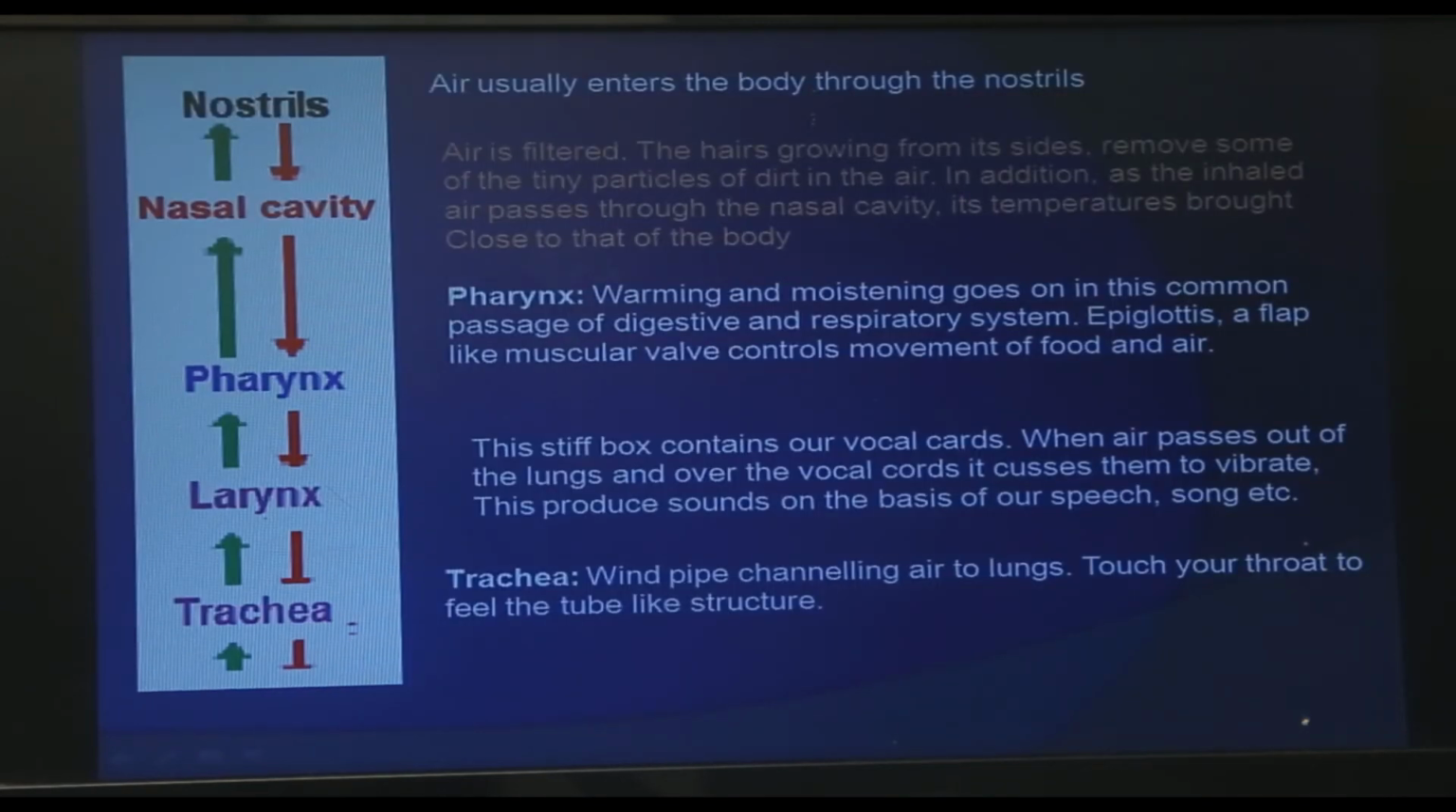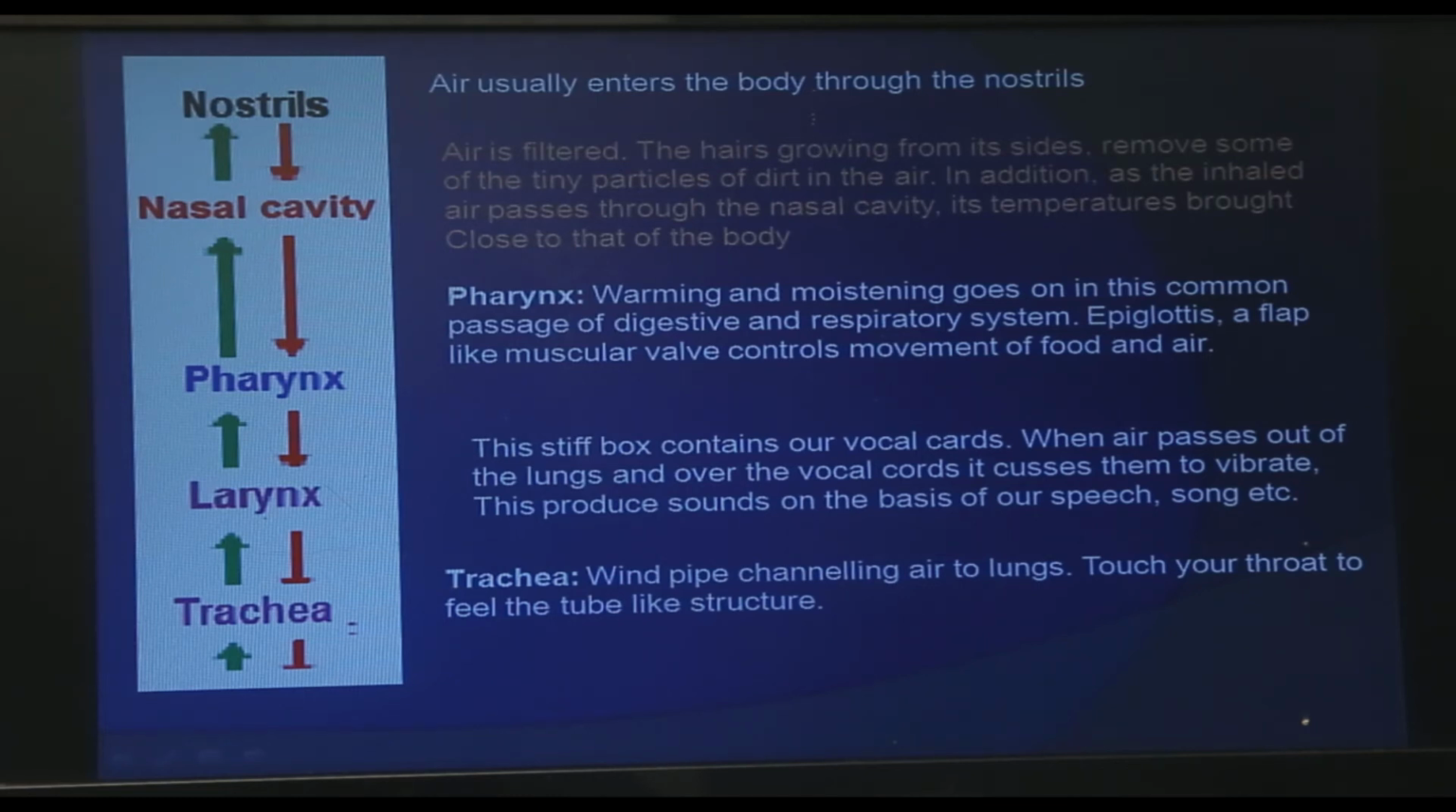Air usually enters the body through the nostrils. Here we say how it goes. Air is filtered. The hairs growing from its sides remove some of the tiny particles of dirt in the air. In addition, as the inhaled air passes through the nasal cavity, its temperature is brought close to that of the body. Now we will deal with the pharynx.